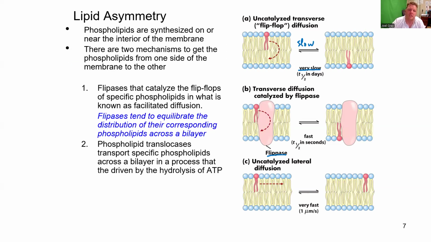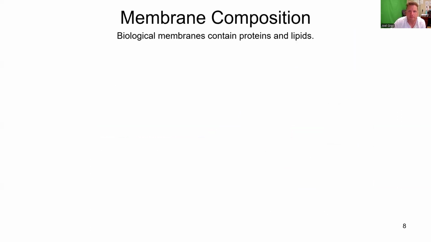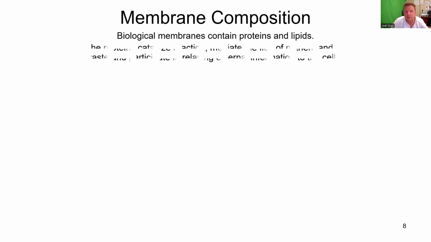Phospholipid translocases transport specific phospholipids across a bilayer in a process that is driven by the hydrolysis of ATP. Translocases can establish a non-equilibrium distribution of the phospholipid. Now, membrane composition. Biological membranes contain proteins and lipids. Those are not all, but those are your major components.